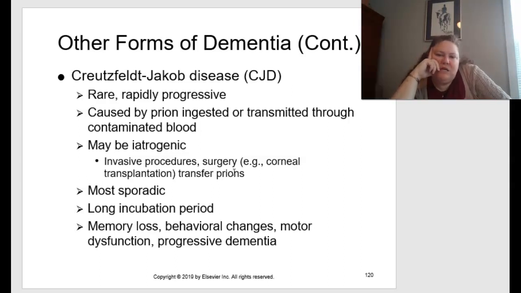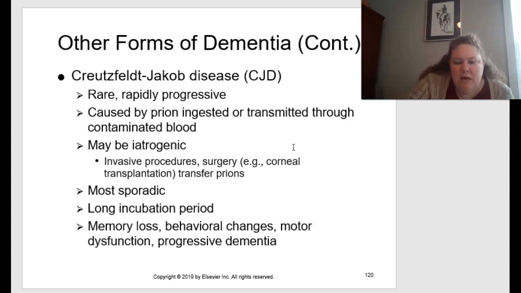It may be iatrogenic, and basically invasive procedures with surgeries like corneal transplants can potentially transfer prions, but we're better at detecting these and sterilizing, so it's not as common this way. But right when mad cow disease first came out, they were realizing that they didn't sterilize the instruments between surgeries well enough, and so that caused some transmission of it. But again, we fixed things.